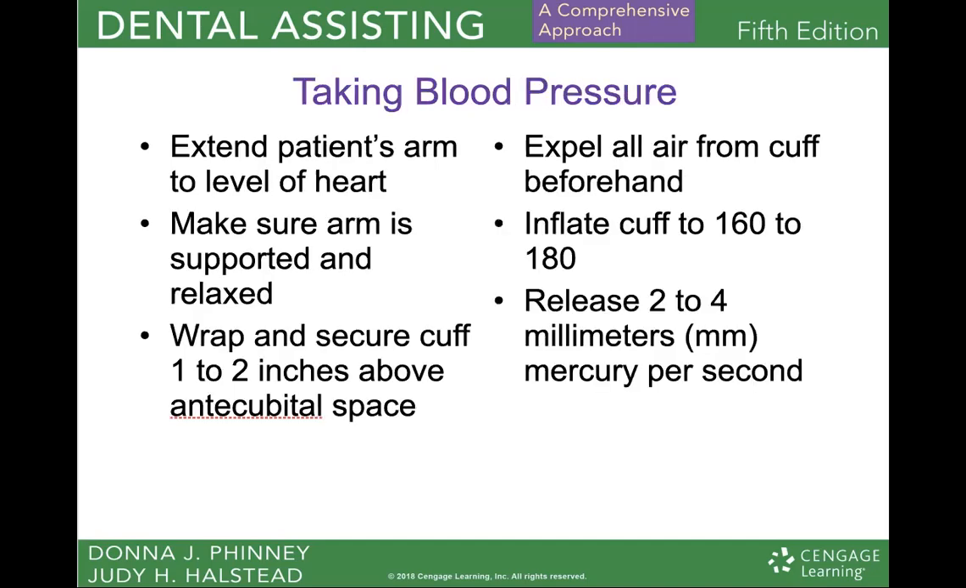When taking a patient's blood pressure, you want to extend their arm to the level of their heart. Make sure the arm is supported and relaxed, and then wrap and secure the cuff 1 to 2 inches above the antecubital space. The antecubital space is the bend in the elbow, so it's on the other side of the elbow where we have that bend. So you want to wrap and secure the blood pressure cuff 1 to 2 inches above that.